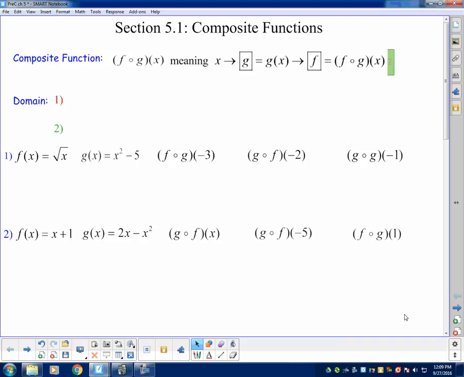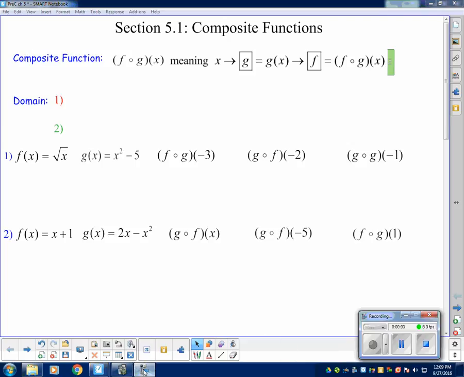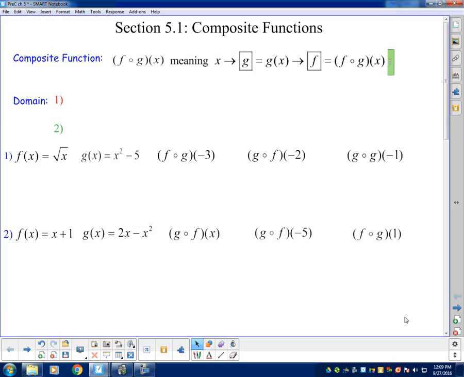Remember this? So this is f composed with g. And what it means is we're going to take x, plug it into the inner function g, get a value, if x is a numerical value, and then plug into f whatever we get when we find g of x. So we work from the inside out.